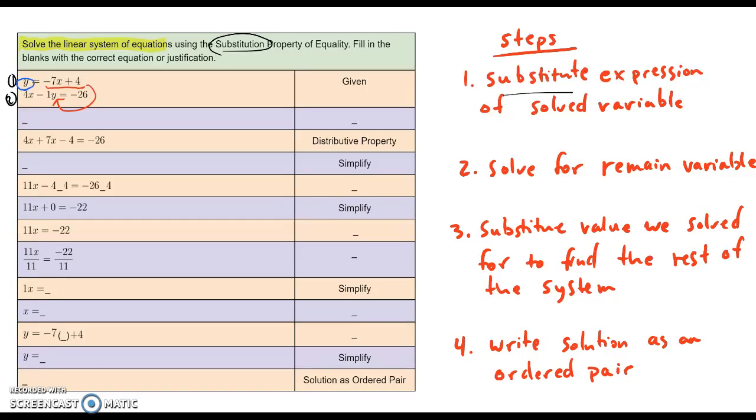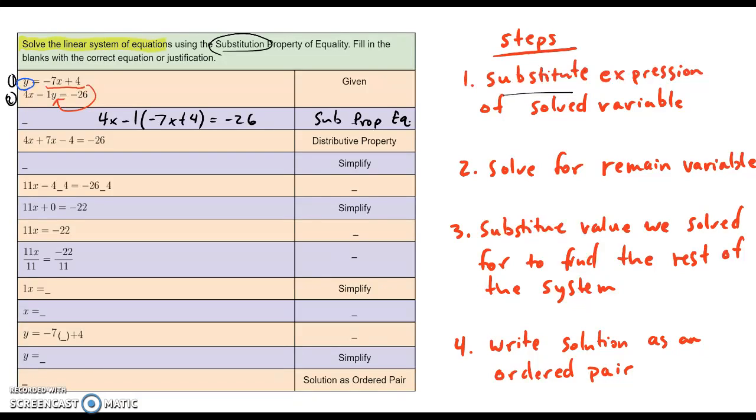So when I do that, the equation that we are typing in is 4x minus 1, where the y is, we're typing in negative 7x plus 4, equals negative 26. Why can we rewrite the equation like this? The substitution property of equality. And I'm abbreviating the justification. The answer will not accept the abbreviated form.